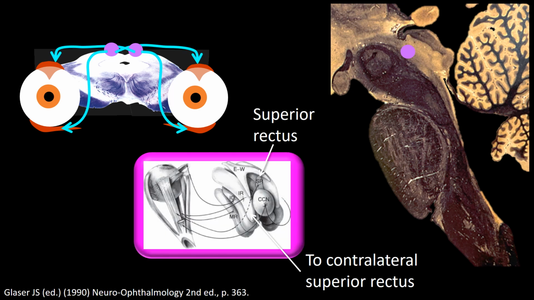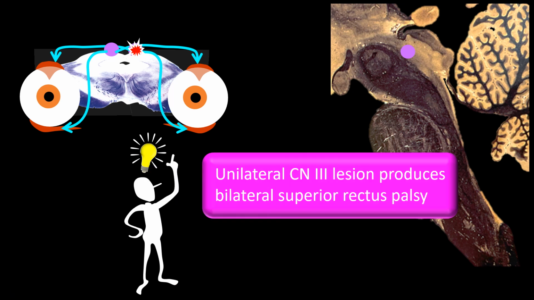Two extraocular muscles move the eyes up. They are the superior rectus and the inferior oblique. Both of these muscles act together and with about equal force when looking straight up from the primary position. The machinery that moves these muscles is in the upper midbrain. Each inferior oblique is innervated by the ipsilateral oculomotor nucleus. The superior recti are innervated from the contralateral oculomotor nuclei. The fibers traveling towards the contralateral superior rectus cross within the oculomotor nucleus. Hence, a unilateral oculomotor lesion will produce bilateral superior rectus palsy.